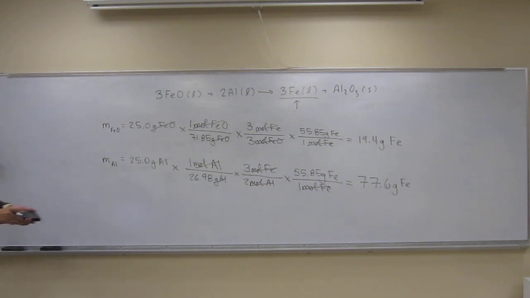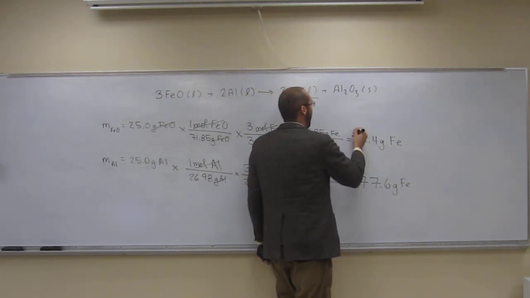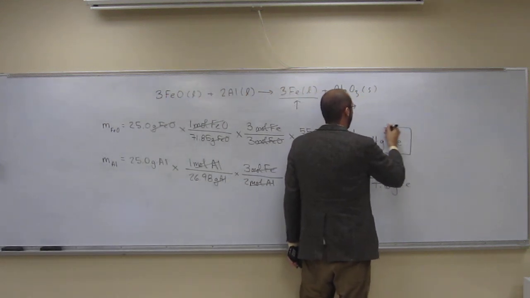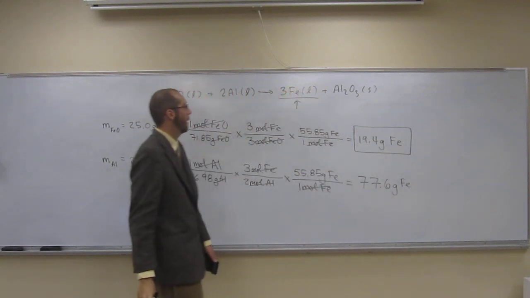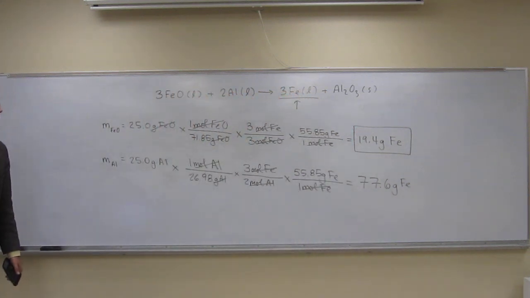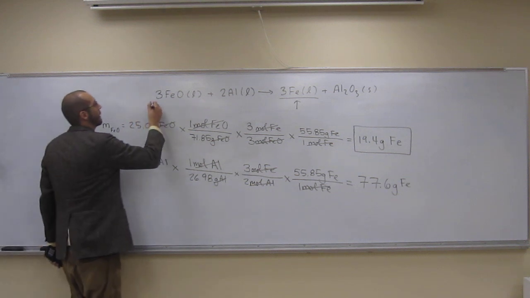So which one is the amount that we're going to make? 19.4. Why is that? Is it the least one? So it's the smallest. So what does that mean? Which one's the limiting reagent? Iron(II) oxide is the limiting reagent.